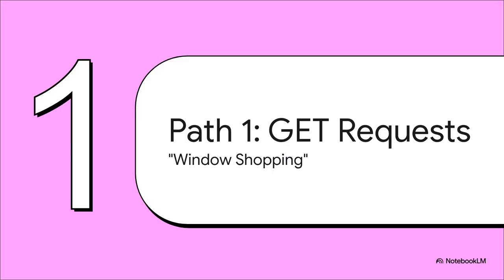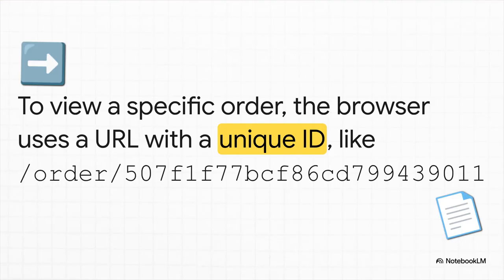All right, path 1, window shopping with GET. So, like we said, this is all about just looking at stuff that's already there. A classic example? You just bought something and you click the link to see your order confirmation. How in the world does the website know which one of the thousands of orders is yours? Well, your browser ends up at a URL that looks something like this. And you see that long, kind of random-looking string of letters and numbers at the end? That's not junk. That is the unique ID for your specific order baked right into the address itself. We call that a URL parameter.